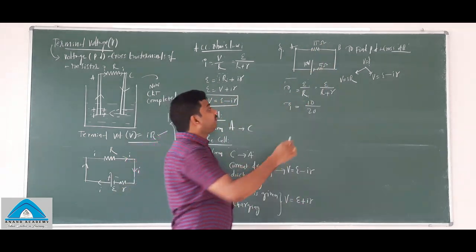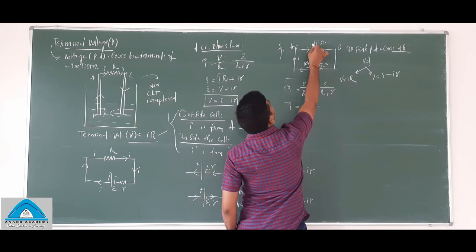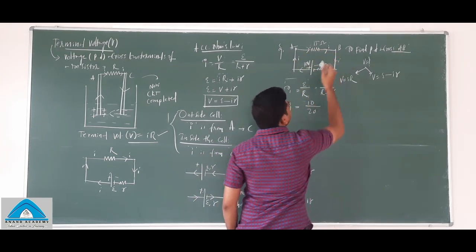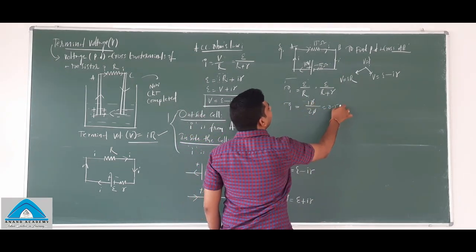You can see 15 and 5 are both in series combination, so the same current will be flowing through them, from the positive terminal to the negative terminal. Now how much is it? It is just 0.5 ampere.